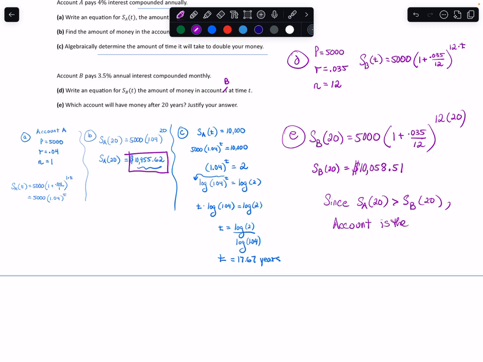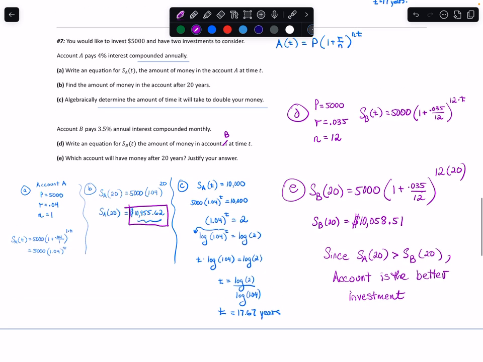And I think that is one surprising thing that I purposely did here in this question. Again, account B is getting a smaller interest rate, but you might think because it's compounded so frequently that you might end up with more money, but that's actually not the case. The higher interest rate here gives you more money even though you are only compounding once a year.